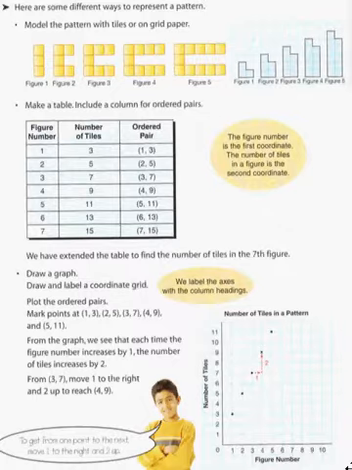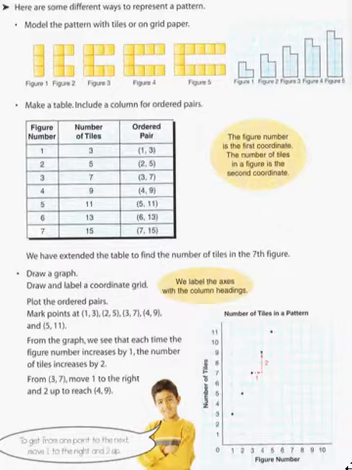If you count the yellow tiles in figure 1, we got 3 tiles. Figure 2 has 5 tiles, and it's increasing by 2 each time. If you look at the grid paper on the right, figure 1 has 3, figure 2 has 5, and you'll see there's an increase of 2 each time. Alright, so those are 2 different ways that you can represent a pattern.